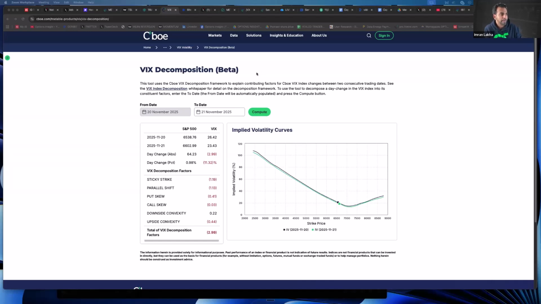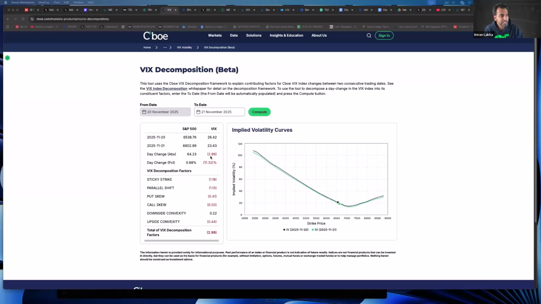Between the 20th and the 21st of November, we had the S&P rally about 1%. It went from 6538.76 up to 6602.29. That 1% rally brought with it pretty much a 3 vol drop from 26.5 to 23.5, 2.99 points of drop in the VIX. Remember, the VIX represents the 1 month volatility, so that's using 30-day options.